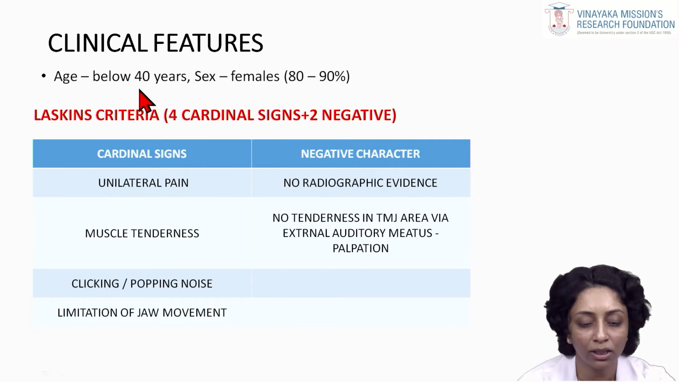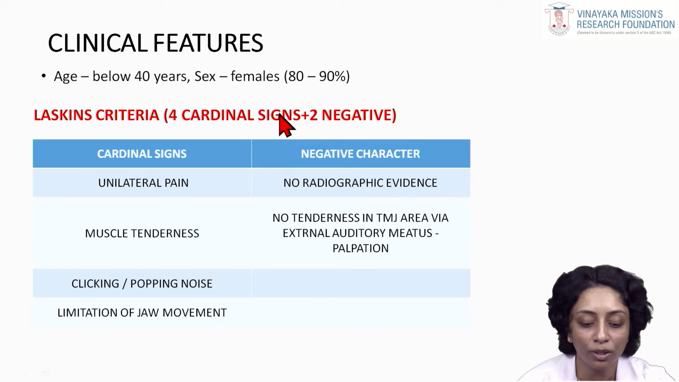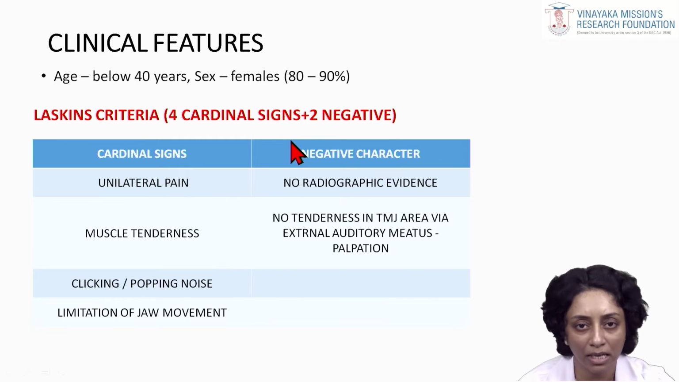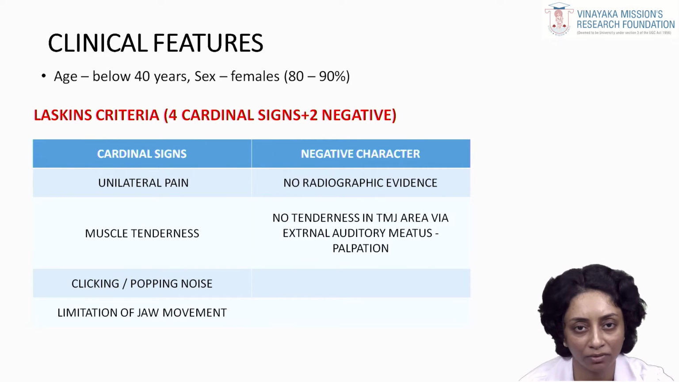Usually the patient will be below the age of 40 years, and the females are more commonly affected. So how do you categorize this muscle related disease of the TMJ? It is based on Laskin's criteria. Laskin's criteria indicates the 4 cardinal signs plus 2 negative signs. So if the patient's symptoms fall under these 4 cardinal signs and 2 negative signs, then we categorize the patient as having myofascial pain dysfunction syndrome.